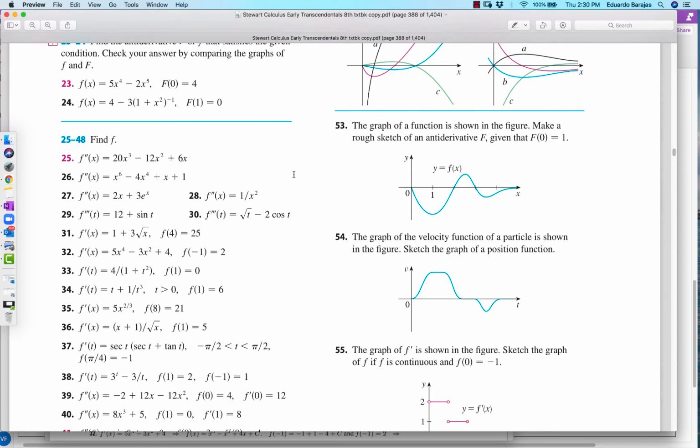Okay, so now let's work with some of these higher order derivatives. How about number 30? So we are given the third derivative. Third derivative of t equals the square root of t minus 2 cosine of t. And our task is to find the original function f.